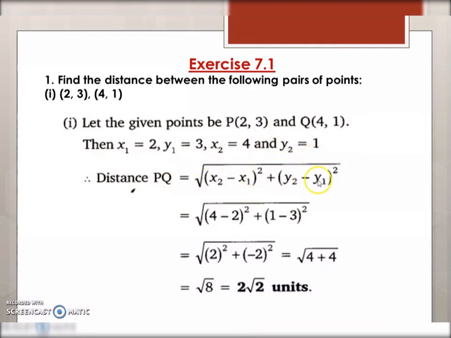Then you will write down the distance formula for finding PQ. It is square root of x2 minus x1 the whole square plus y2 minus y1 the whole square. Then you will substitute these values of x2, x1, y2 and y1. So x2 is 4 and x1 is 2, so 4 minus 2 the whole square. y2 is 1 and y1 is 3, so 1 minus 3 the whole square. So 2 square plus minus 2 square, which is also 4. So that is square root of 8, or you can write it as 2 root 2 units.